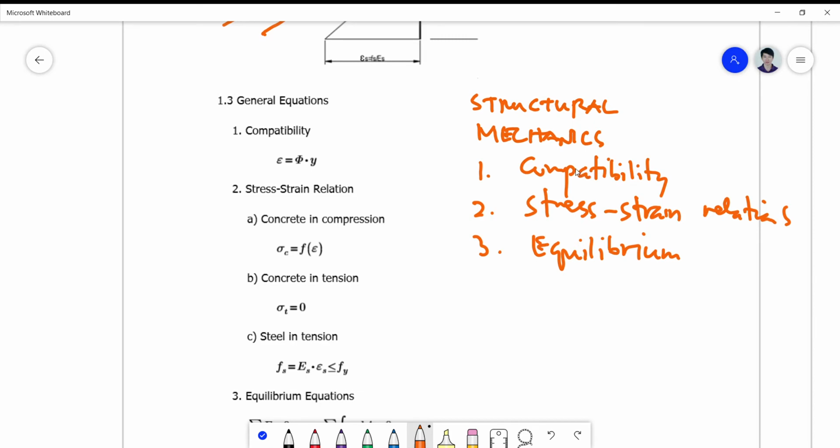before and after bending. Okay, for stress-strain relations, this is just the Young's modulus of elasticity, which is defined on the basis of Hooke's law. Of course, in your continuum mechanics, this is extended into the three-dimensional case, not only one-dimensional. And equilibrium is simply the summation of forces equals zero, and summation of moments equals zero.